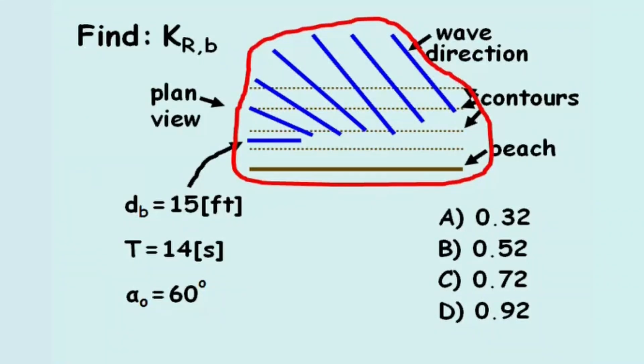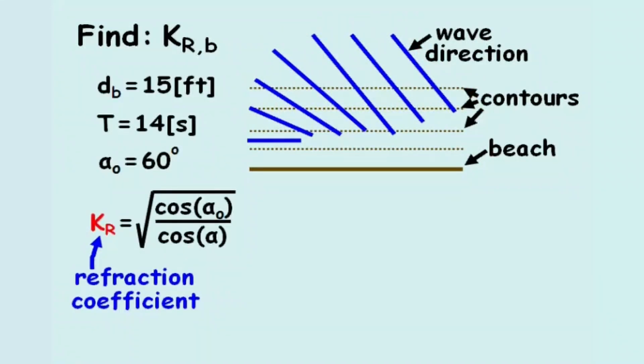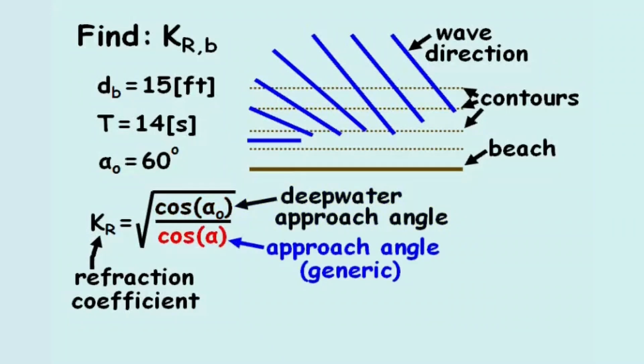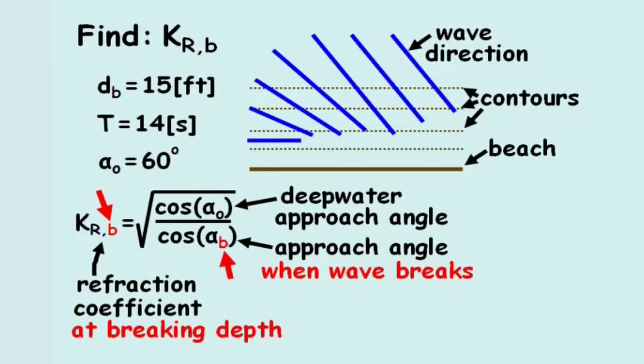The refraction coefficient, Kr, equals the square root of the cosine of the deep water approach angle, alpha naught, divided by the cosine of a generic approach angle, alpha. Since we are asked to find the refraction coefficient for the wave when it breaks, we'll add a subscript b to the refraction coefficient and to the generic approach angle, alpha. Now, to solve for KRB, we need to determine the values of variables alpha naught and alpha b.